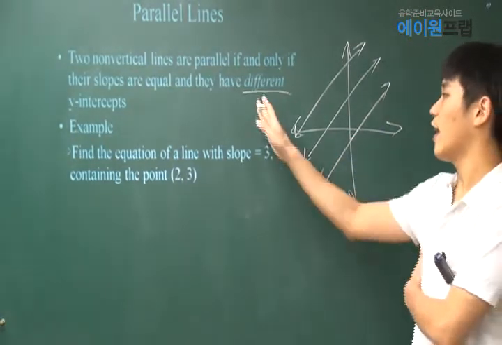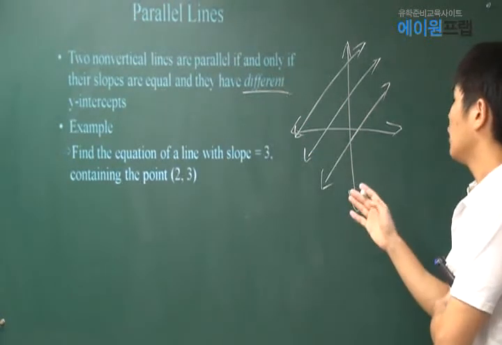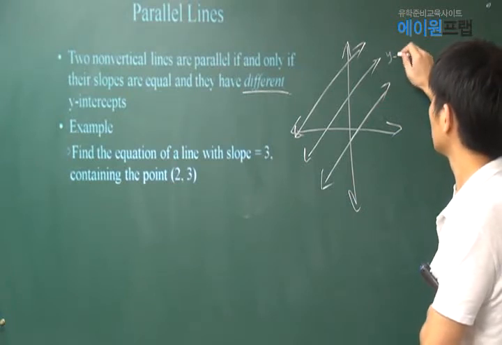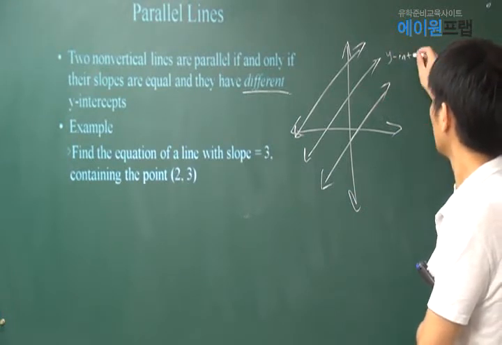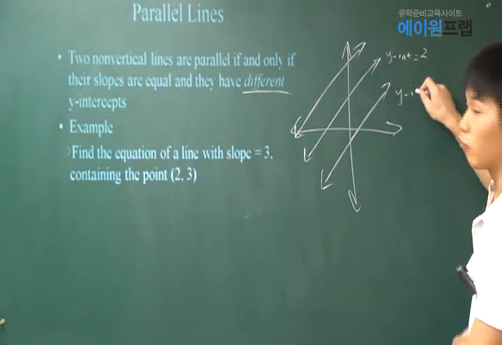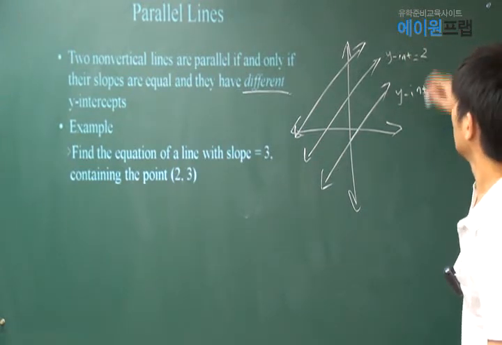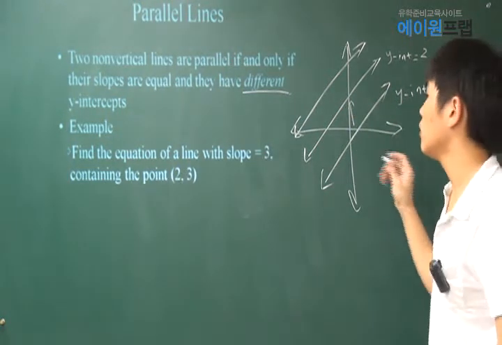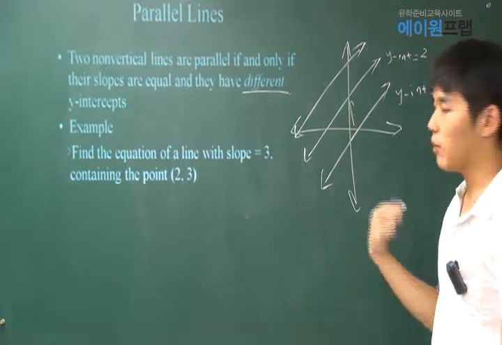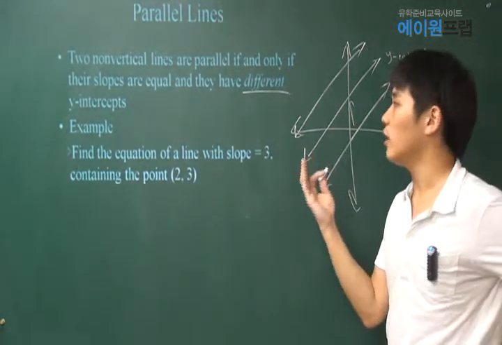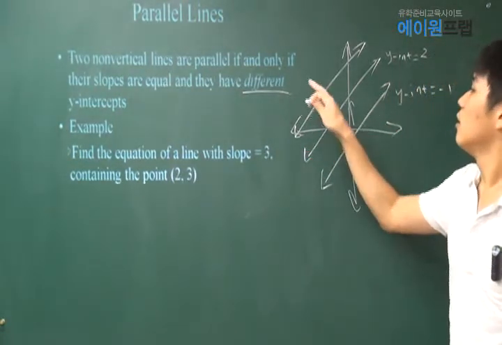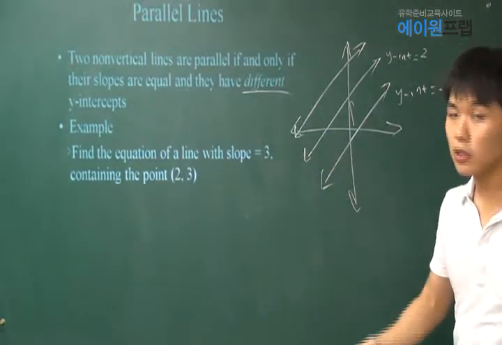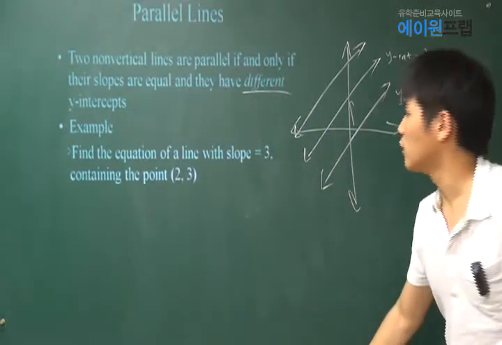Now why is it important that they have different y-intercepts? If they had the same y-intercept, let's just say this had a y-intercept of 2, and this had a y-intercept of -1. If the y-intercepts were equal, this line would actually coincide with the second line here, and that would not make them parallel at all. So the important thing to remember is that parallel lines have the same slope, but they have different y-intercepts. Okay? Same slopes, different intercepts. So let me go through the example with you guys.